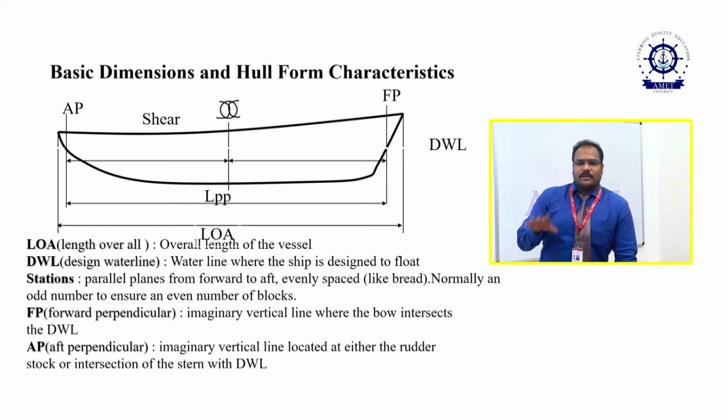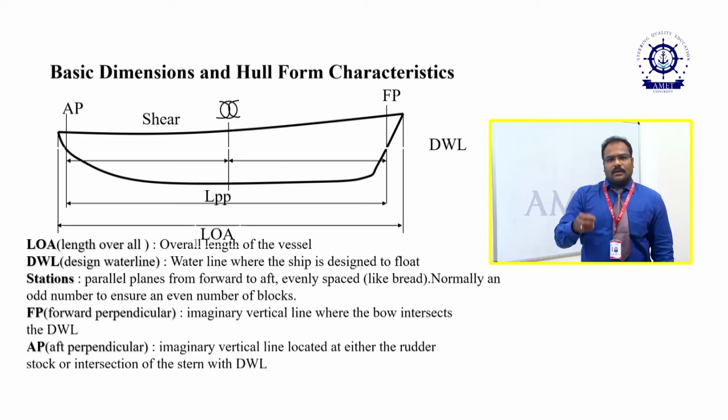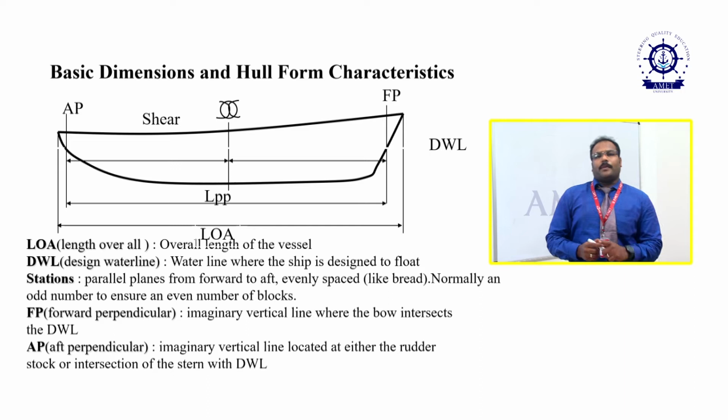Okay, it is like naming the people, or naming the parts in your body. So we name the ship. That is the terminology. Now, starting with length, breadth, depth and then draft. What are the four main characteristics?